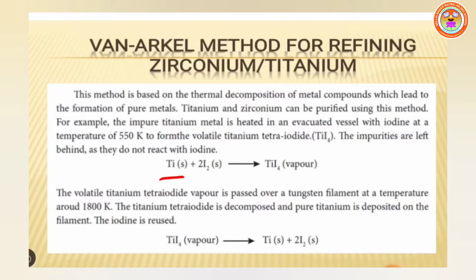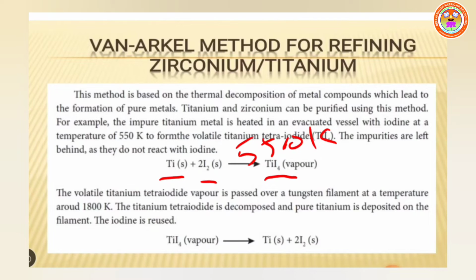The impure titanium is heated with iodine. Here iodine is the reagent, and the temperature is 550 Kelvin. When the impure titanium is heated with solid iodine at 550 Kelvin, a volatile titanium tetraiodide is formed. The formula of titanium tetraiodide is TiI4. So a volatile titanium tetraiodide vapor will be obtained. The impurities will not react with the iodine. The impurities will be left in the vessel itself.